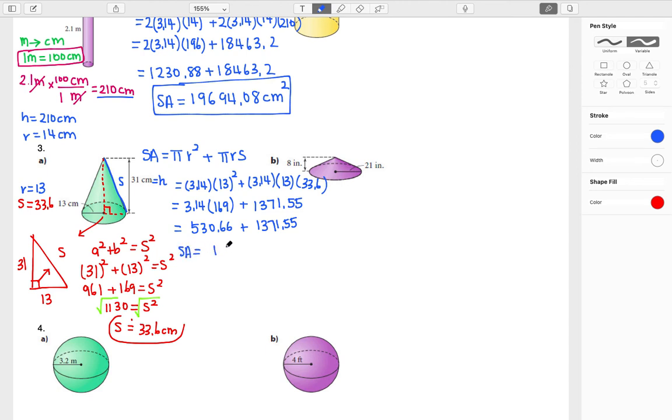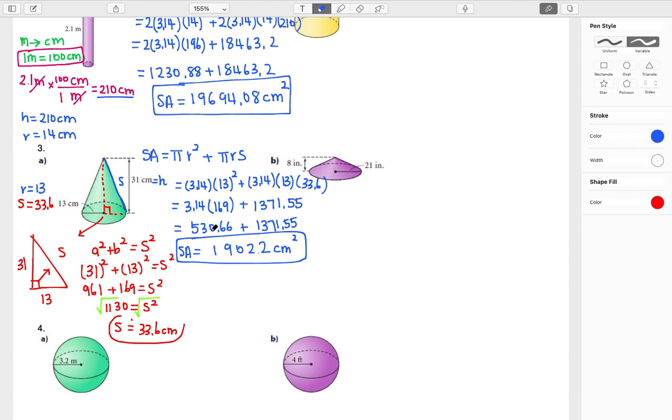Therefore, the surface area is 1,902. I would say let's round to 2, okay, centimeter squared. Okay, good. And that's it. So if you want, you could round your answer to 1 decimal or two decimal. Okay, that's totally fine.